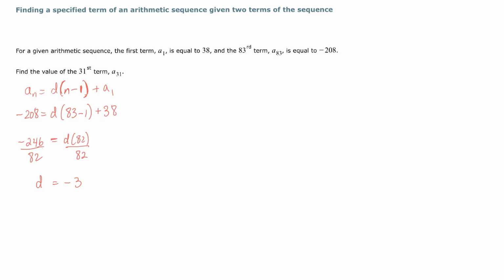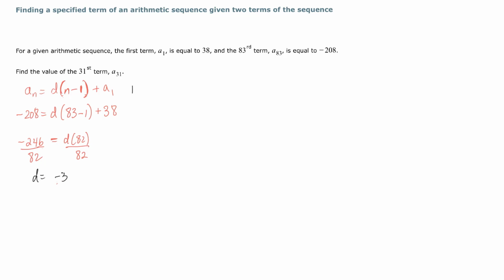Wait, that is not negative 3. I take that back. Let's check that again. Oh, wait a second. I was right the first time. D is equal to negative 3. D is equal to negative 3.